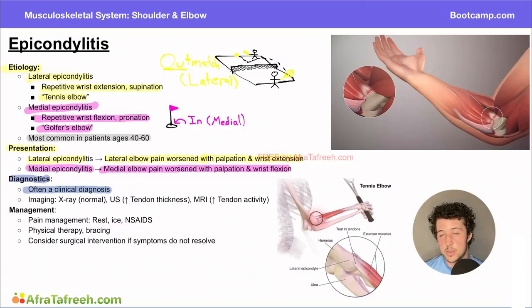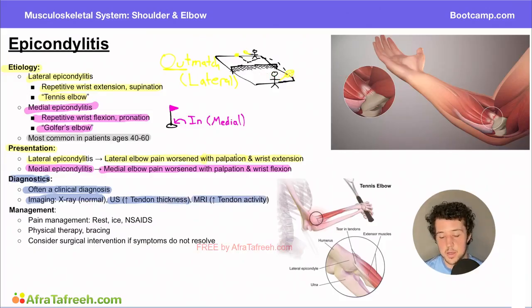So a patient comes in and their elbow hurts, and you may suspect that there's a fracture of the elbow. But an x-ray will help determine that, because in epicondylitis, an x-ray will be normal and not show any fracture of the bones. Additionally, we may use an ultrasound to visualize tendon thickness, and because there's likely swelling of the affected tendon, an MRI will show increased tendon activity.